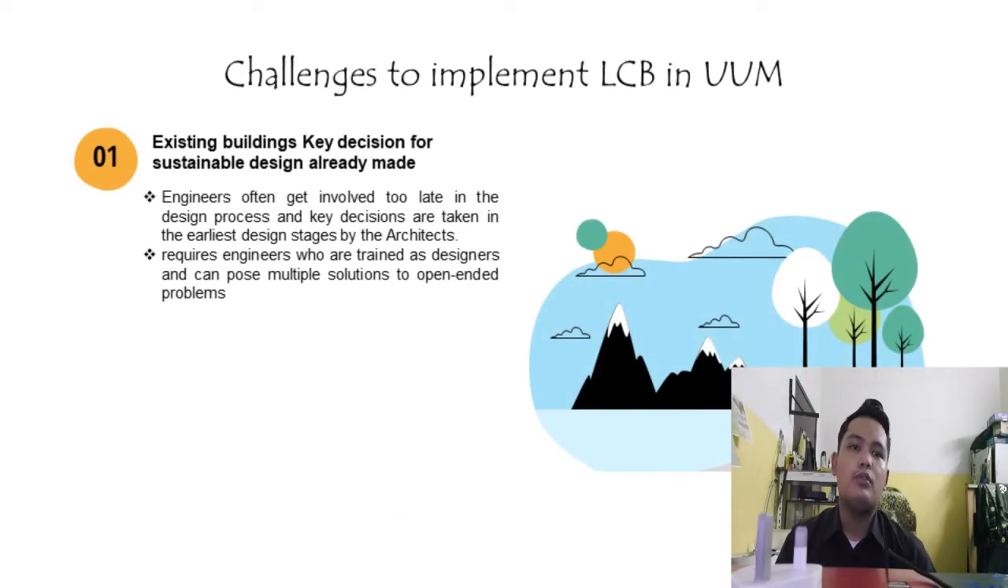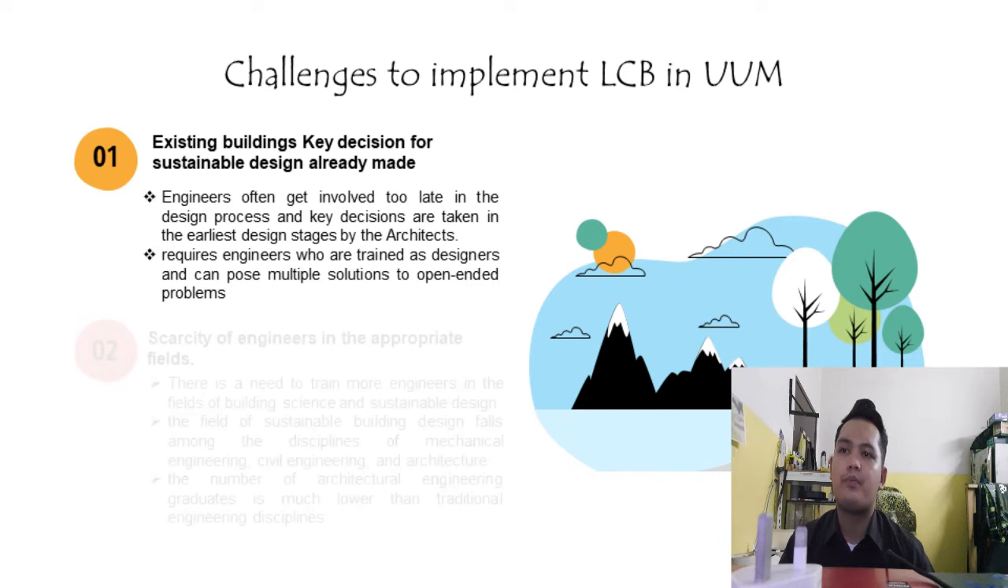There are quite a few challenges to implement low carbon building in UUM. The first one is that the existing buildings' key decisions for sustainable design are already made. Engineers often get involved too late in the design process, and key decisions are already taken in the earliest design stages by the architects. It requires engineers who are trained as designers and can pose multiple solutions to open-ended problems.